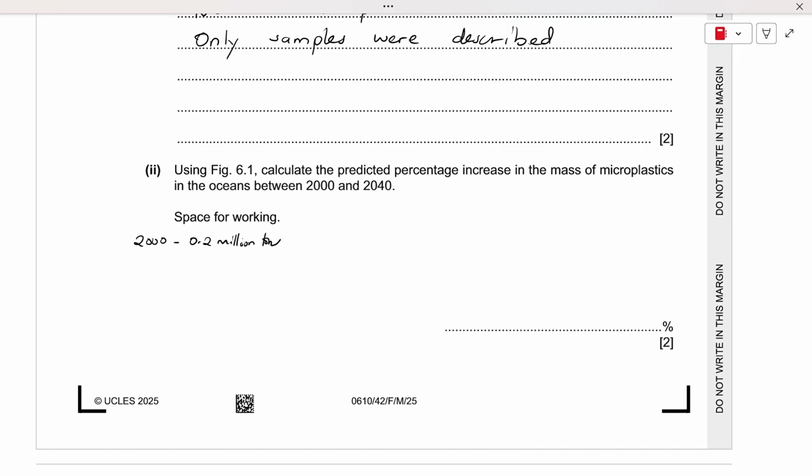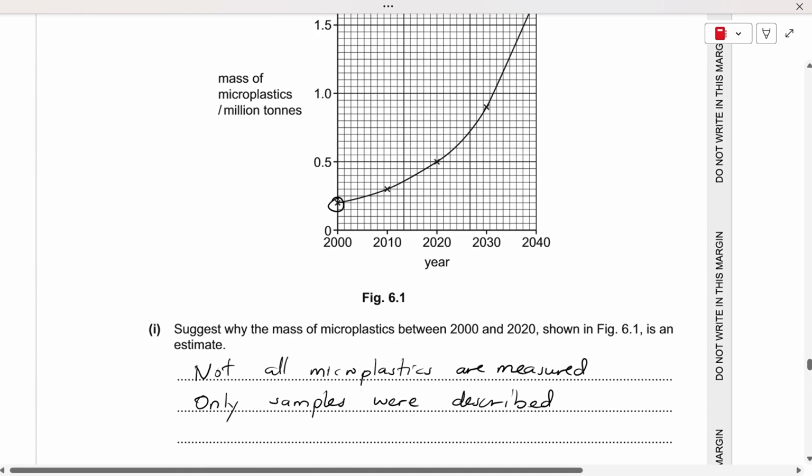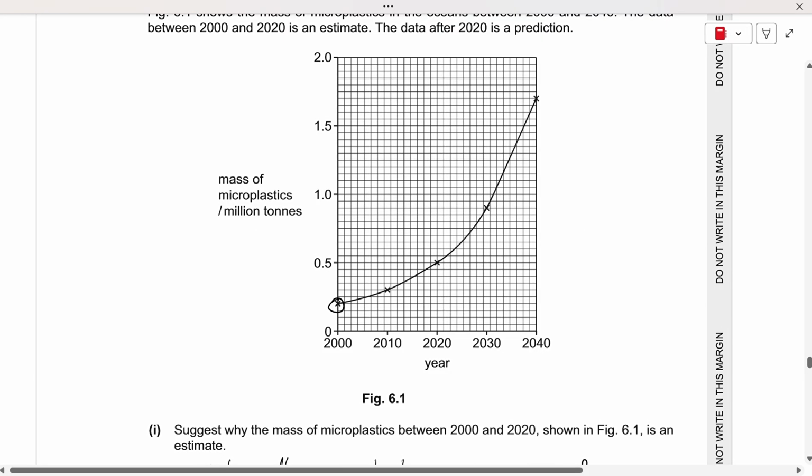Okay. But what about the year 2040? How will it be? Let's look at 2040. 2040 is here. All right. So this is 1.0. This is 1.5. Now 1.5. This should be 1.6.